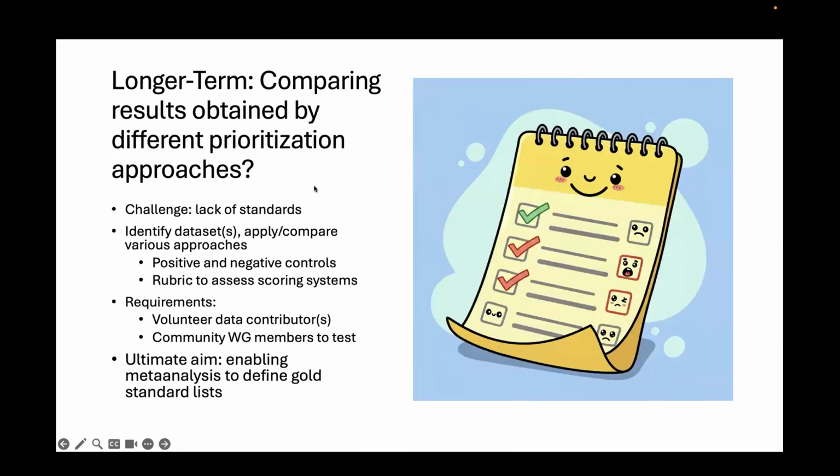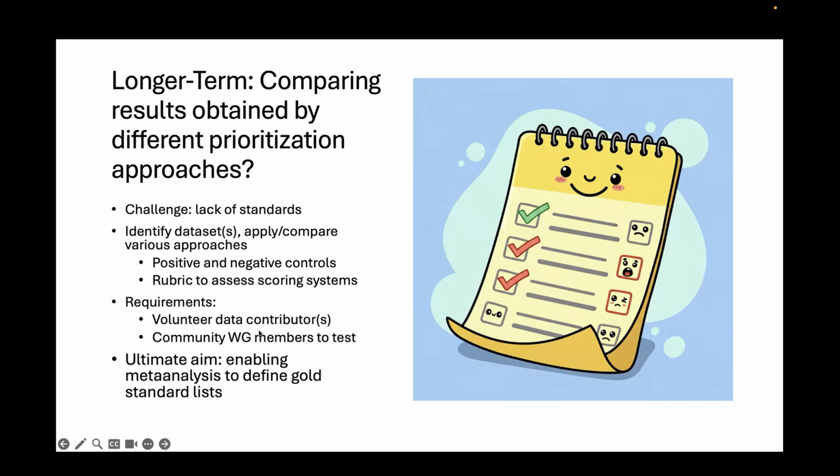So then longer term, we thought about comparing the results that are obtained by different prioritization approaches. And this might be a bit of a longer haul, so probably not our first step, but the challenge here is the lack of standards, right? So the goal would be to identify data sets, apply and compare the various approaches. This would require positive and negative controls, and a rubric to assess the scoring systems.